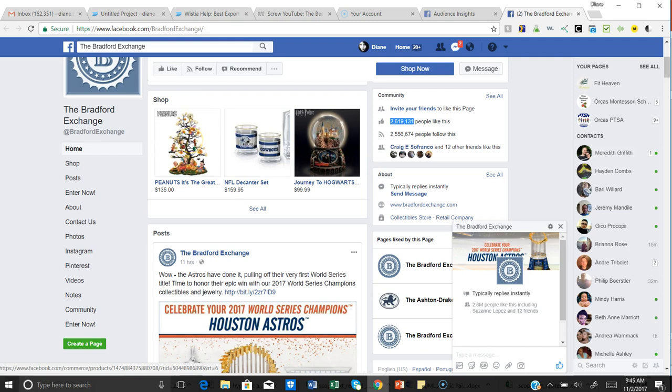So if you have a group that's passionate about what they're getting, go through and look at these and say, okay, they're selling an NFL decanter set for $160. That's a pretty steep price for a decanter set, even on Amazon. They're selling some for Hogwarts for $100. And the reason it might be so pricey is because they have to have the license agreement to sell these products, right? And that can cost a boatload.